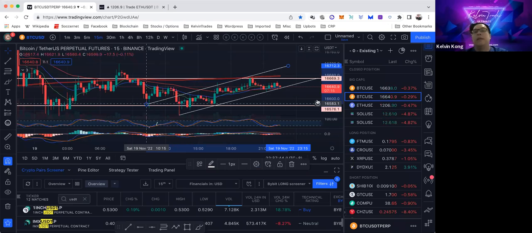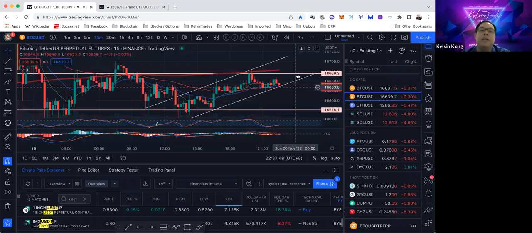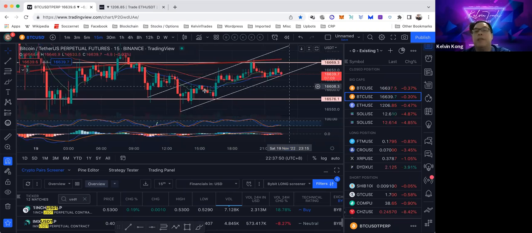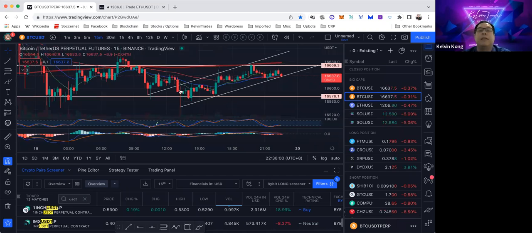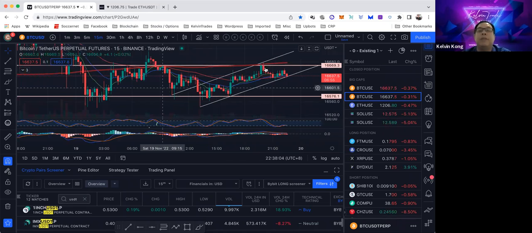So what we do when the price is trading in the channel is very simple. When the price is at support, we long. When it's at resistance, we short. When it's at support, we long. That's all. Very simple, right? At support, we long. At resistance, we short. It comes down to support again, we long, we short. Basically long, short, long, short, long, short.